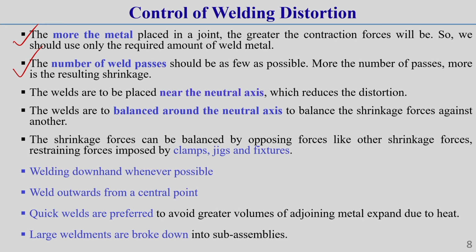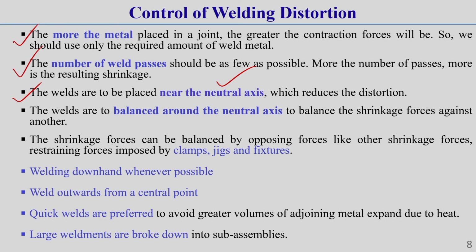Okay. And another thing I have already told you, the number of weld passes should be as few as possible, because the more the number of passes, the more the heat, the more the resulting shrinkage. So, due to this, there will be more distortion. And the third point I have also already explained, that weld should be placed near the neutral axis, which reduces the distortion.